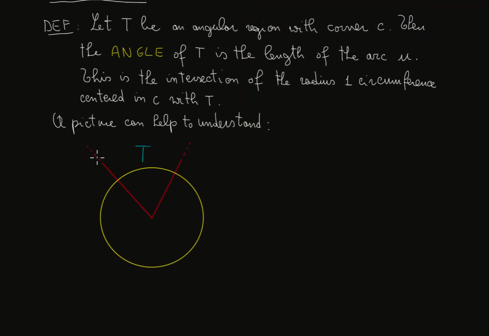We have our angular regions. They are bounded by these two rays. They are starting from the same point in R squared. This is called the corner. And suppose that this is a length 1 segment, so we take the circumference of radius 1 centered in the corner of the angular regions, and we draw a circumference.